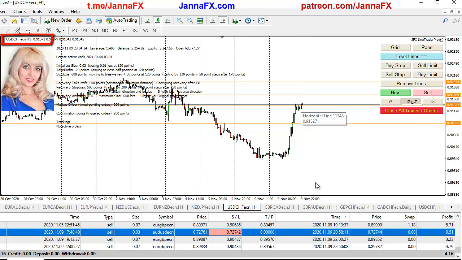But at this moment, it could still be a reaction to the news. That's why I need to see a little bit more of what's going to happen and what other news are going to be. So, well, that's all for now, guys.